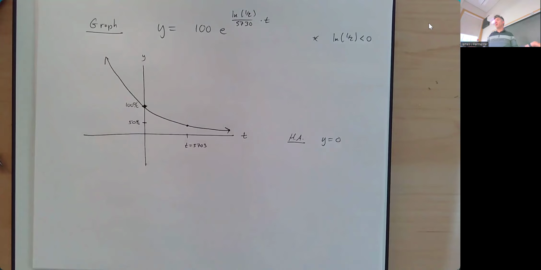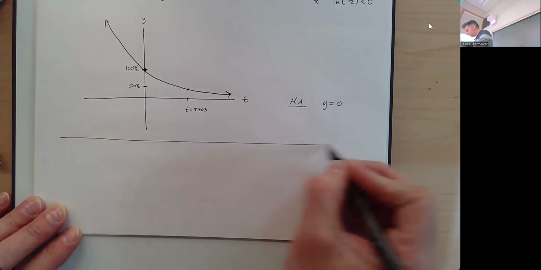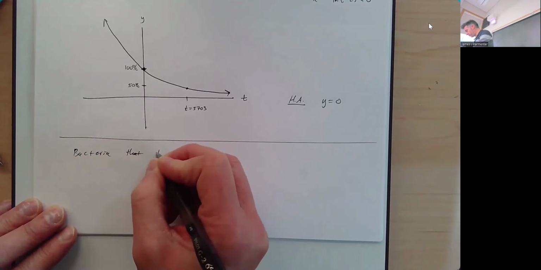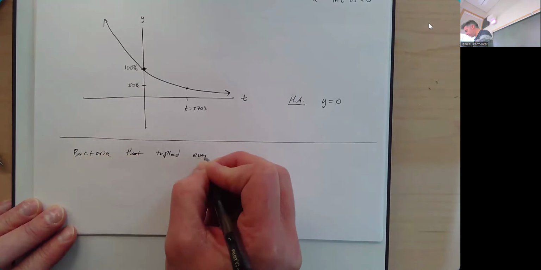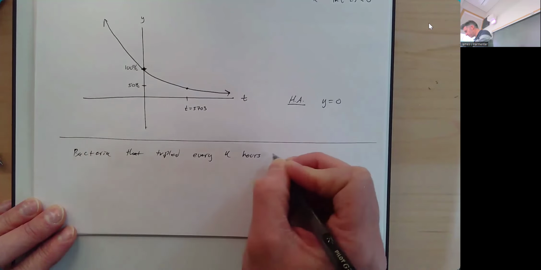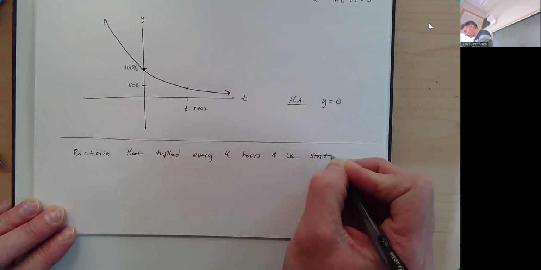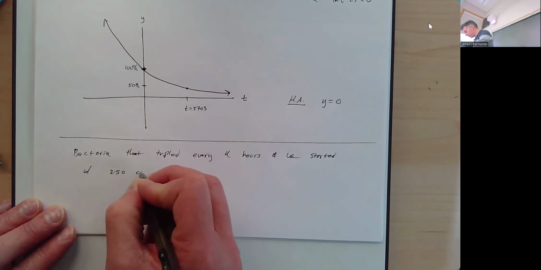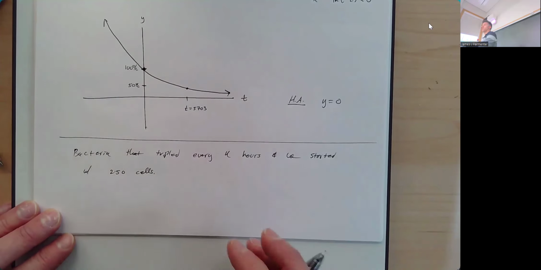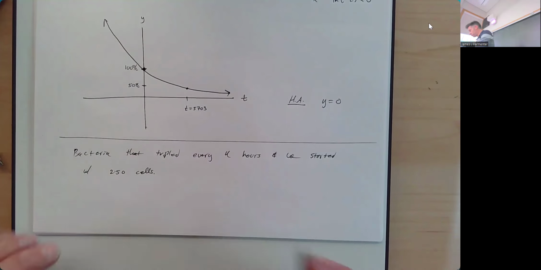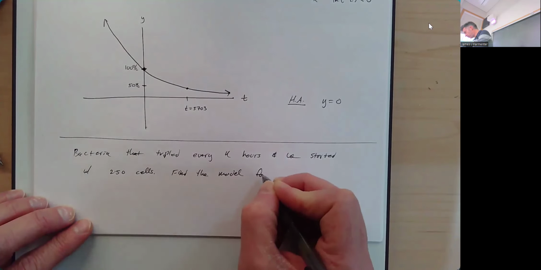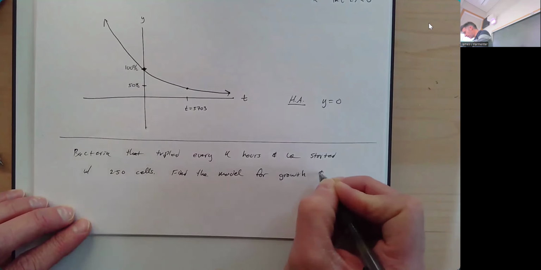If it was exponential growth instead, it would be increasing from left to right. For example, if we had bacteria that tripled every 4 hours, and we started with, say, 250 cells, we could find the model and graph it. Yeah, let's do that. Find the model for growth and graph it.